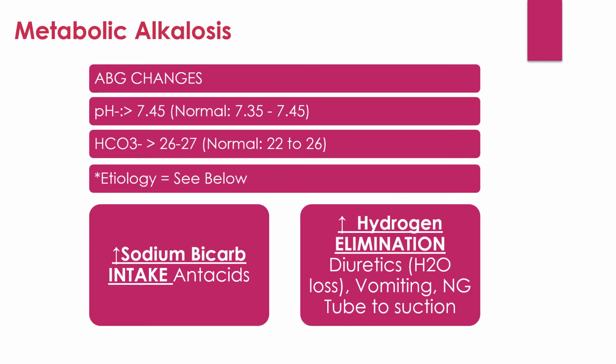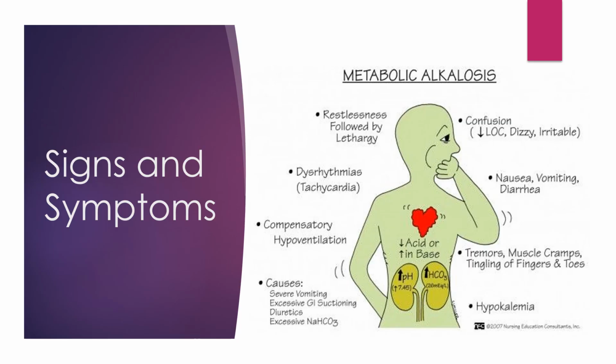Metabolic alkalosis, our ABG changes: our pH is greater than 7.45. Our bicarb is going to be greater than 26. This is caused by increased sodium bicarb intake. So this is like accidental acid overdose or taking too many antacids. And increased hydrogen elimination, and this occurs during diuretic usage, so you have a lot of water loss, vomiting, and NG tube to suction.